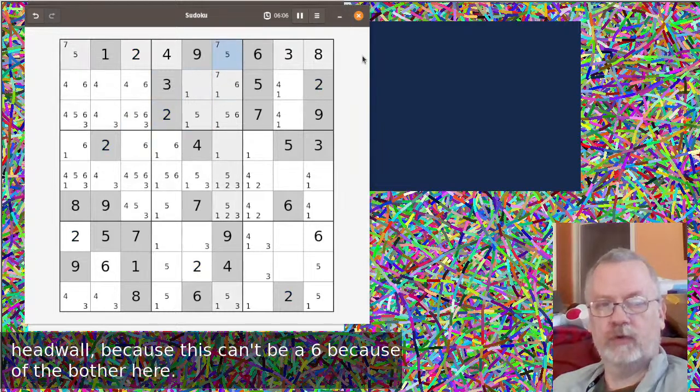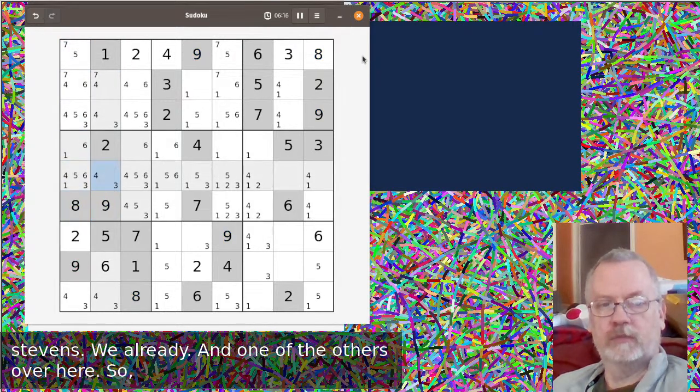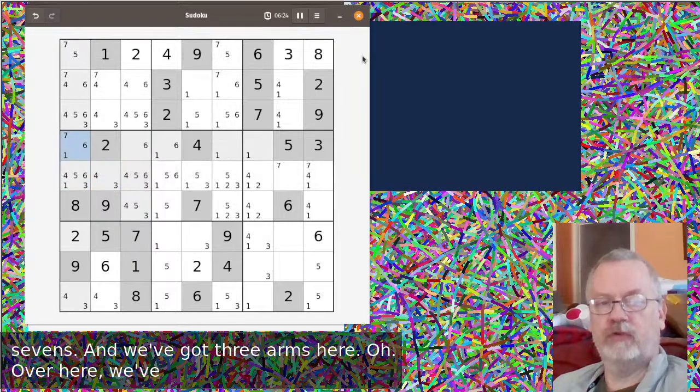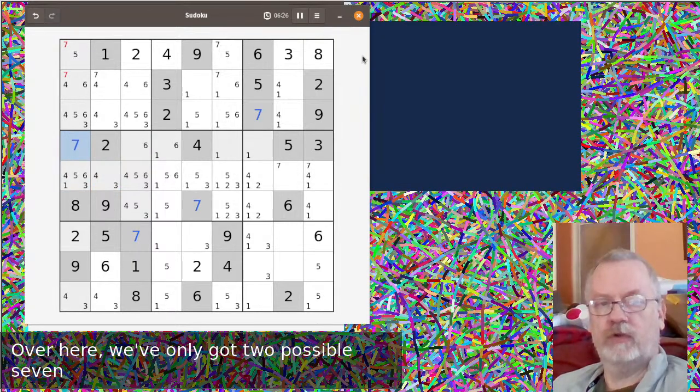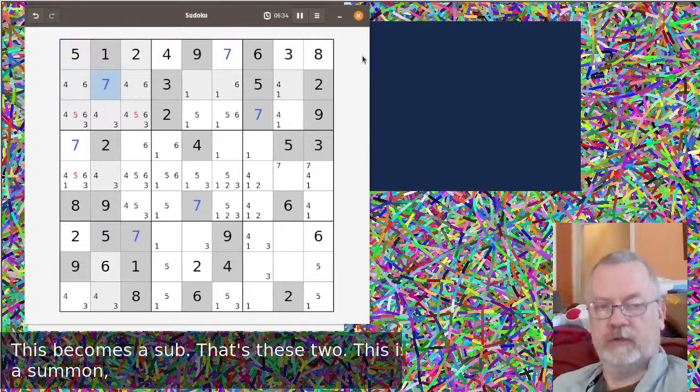We already marked this block, and one of the others over here. So these 2 are also possible 7s, and we've got 3 possible 7s here as well. Over here we've only got 2 possible 7s, and they prevent this from being a 7. This becomes a 7, which prevents these 2. Means this is a 7, this is not, this is, and this becomes a 5.